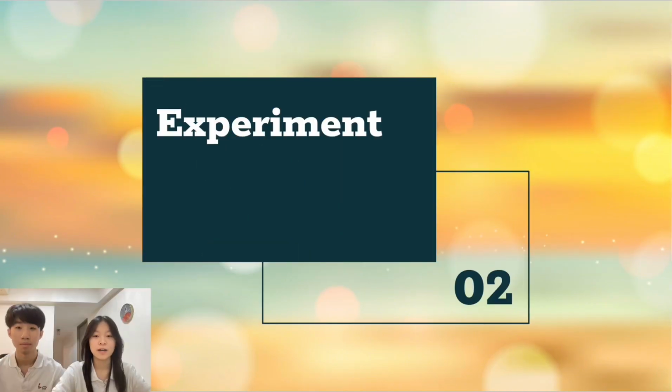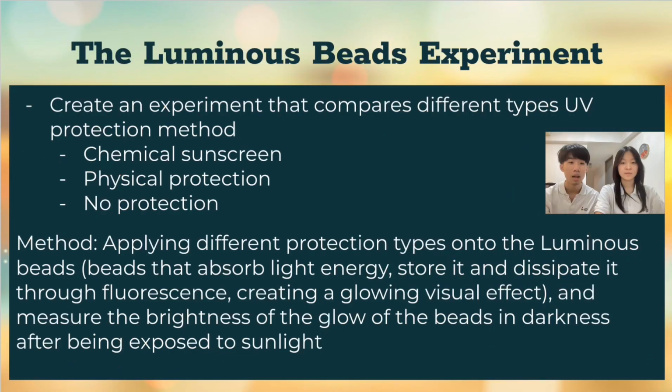After exploring the chemistry behind sunscreen, we conducted an experiment comparing the effectiveness of chemical and physical protection against UV radiation. The aim of our experiment was to compare the effectiveness of chemical and physical protection against UV radiation. We also included a control group with no protection layer. We applied the different protection layers onto luminous beads, which absorb and store energy and dissipate it as photons, creating a glowing effect. Therefore, by measuring the brightness of the glow of the beads after being exposed to sunlight, we can compare the effectiveness of the different protection techniques.